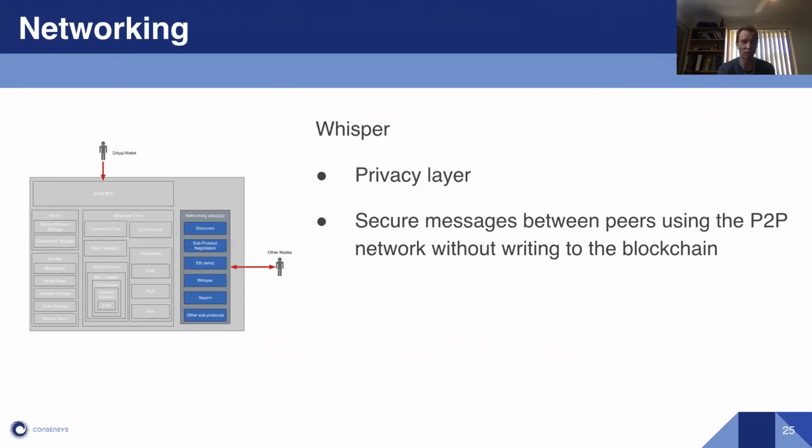Whisper is a privacy layer. It allows sending secure messages between peers, and it does it without writing to the blockchain. The examples and use cases that are talked about are maybe a chat system. Maybe you want to implement the next version of Telegram, but do it using peer-to-peer, and over Ethereum, you could do it with Whisper.